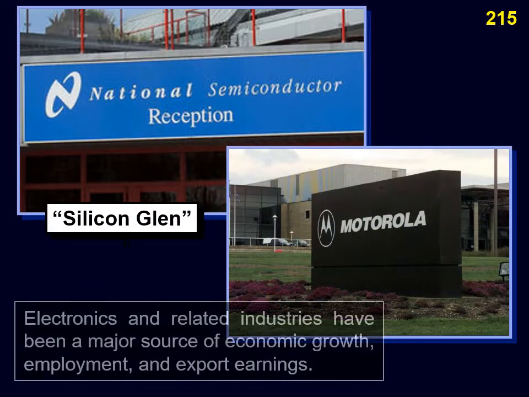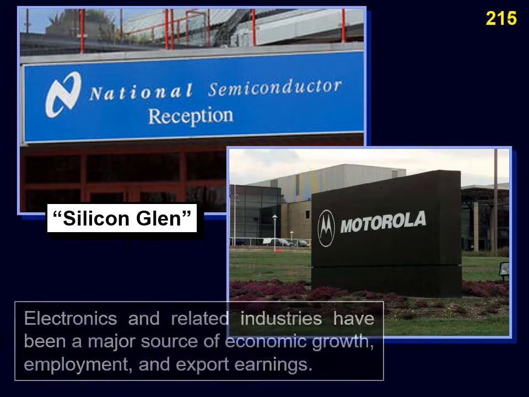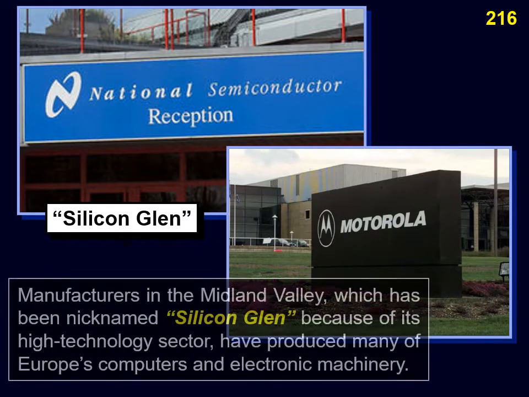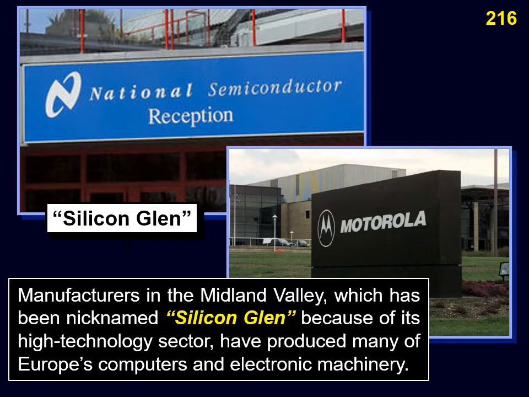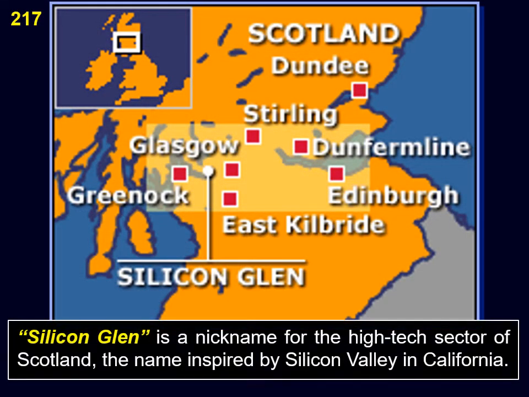Electronics and related industries have been a major source of economic growth, employment, and export earnings. Manufacturers in the Midland Valley, which has been nicknamed Silicon Glen because of its high-technology sector, have produced many of Europe's computers and electronic machinery. Silicon Glen is a nickname for the high-tech sector of Scotland. The name was inspired by Silicon Valley in California.